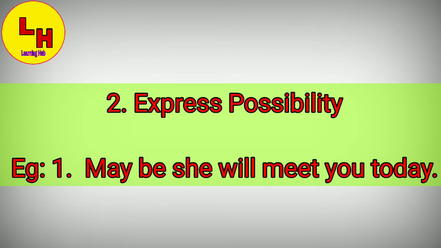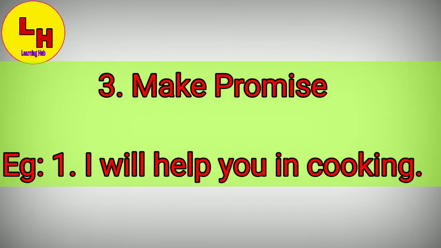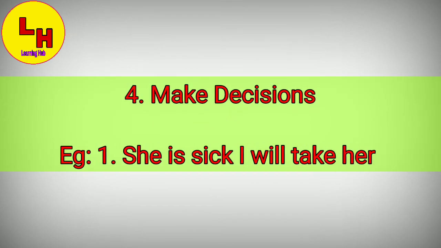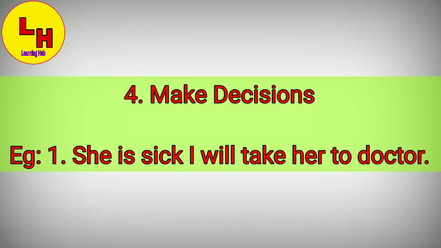Okay. Point number 3, making promise. For example, I will help you in cooking. It's a kind of promise. Okay. Point number 4, making decisions. If we make decisions, for example, she is sick. I will take her to the doctor. It is a kind of decision.